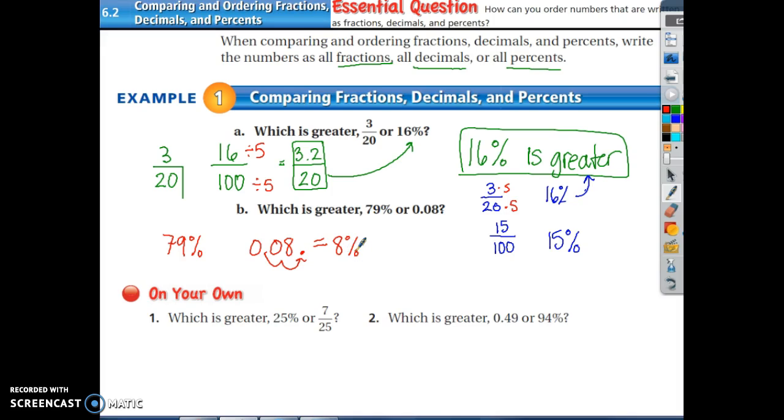Because 8% is smaller than 79%, 79% is the larger number. And be careful to double check that that was one of the two original numbers they gave you. It is, so my answer is 79% is greater.